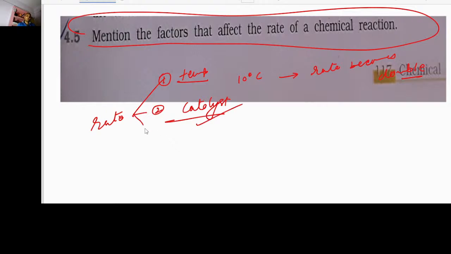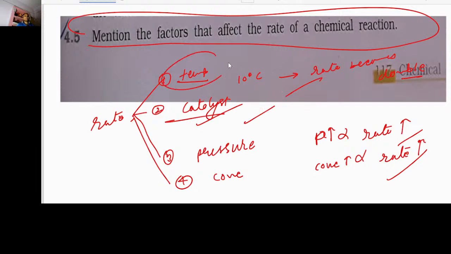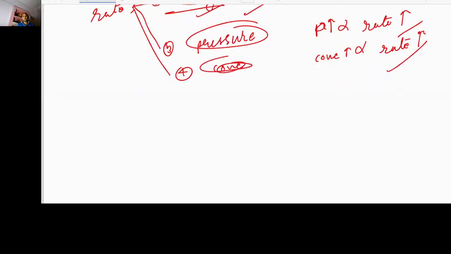Now if you are talking about pressure, third, if the reaction is taking place in the gaseous state, so if you increase the pressure, student, the rate will also increase. Next one, student, fourth one, you can use concentration. So student, if your concentration increases, what will happen? Rate will also increase. So these are the factors, student, on which the rate depends: temperature, catalyst, pressure, concentration, type of reactant, and many more factors.